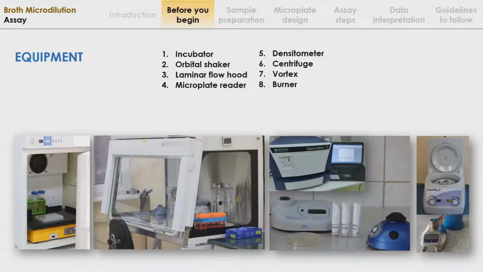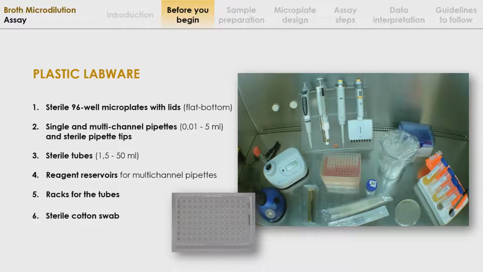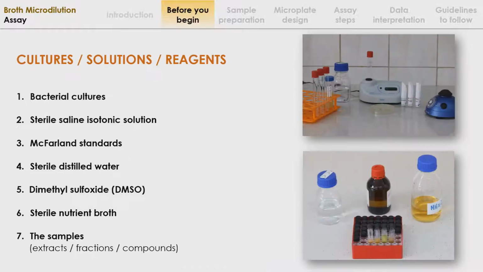What do you need before you begin? First of all, a certain set of equipment: incubator, orbital shaker, laminar flow hood, microplate reader, densitometer, centrifuge, vortex, and burner. Regarding plastic labware, sterile microplates, pipettes and sterile tips, tubes, reagent reservoirs, racks for the tubes, and sterile cotton swabs are needed. You will also need pure bacterial cultures, sterile saline isotonic solution, McFarland standards, sterile distilled water, DMSO, sterile nutrient broth, and samples to be tested, including either extracts or fractions or compounds with potent antibacterial activity.